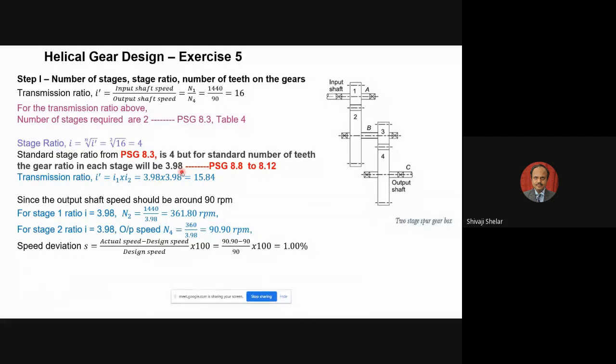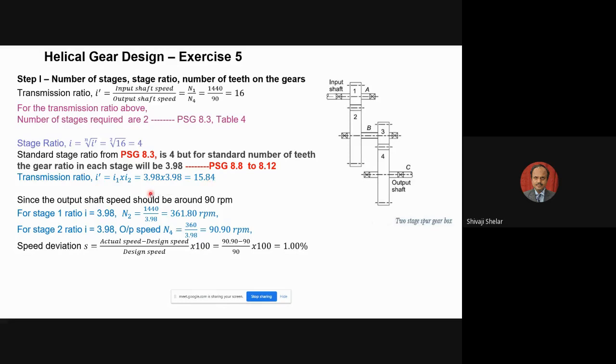Now if we check the 3.98 stage ratio, the transmission ratio will be slightly changed. Here the I dash was 16, and this I dash value will be slightly changed. There are two stages, so I1 into I2, 3.98 in each stage, comes out to be 15.84. So this ratio comes out to be 15.84.